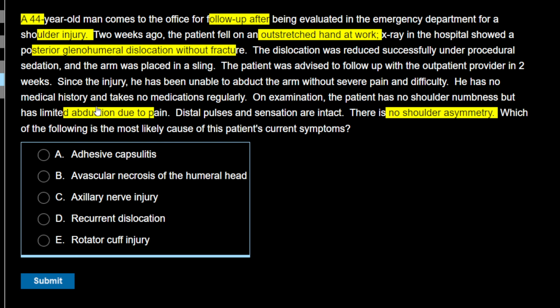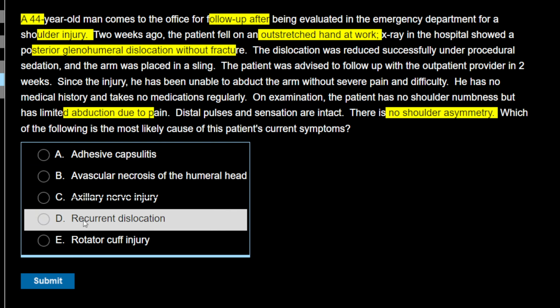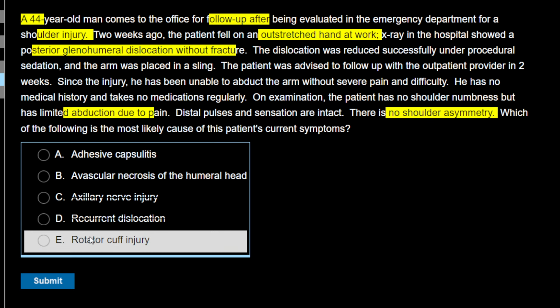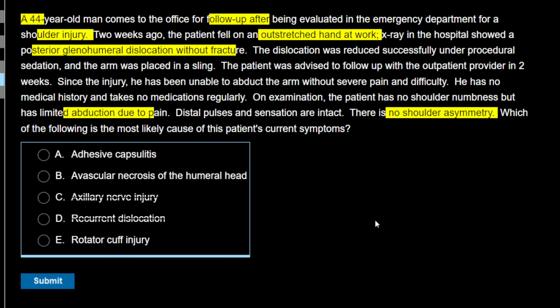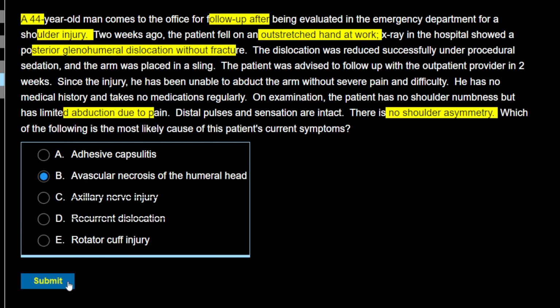I don't think it's the nerve injury because they say the sensation is intact, so I'll rule out this one. Recurrent dislocation, no, because we just saw that the shoulder is normal. Rotator cuff injury is when you turn the arm in a circle, so I don't think so. So I think it could be avascular necrosis. Let's pick this one.